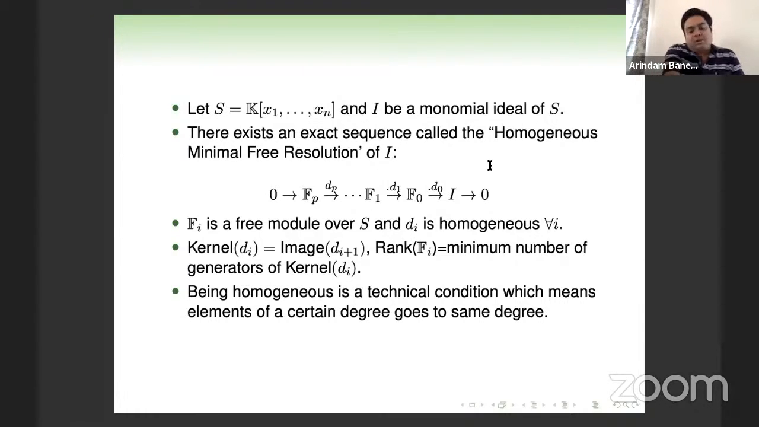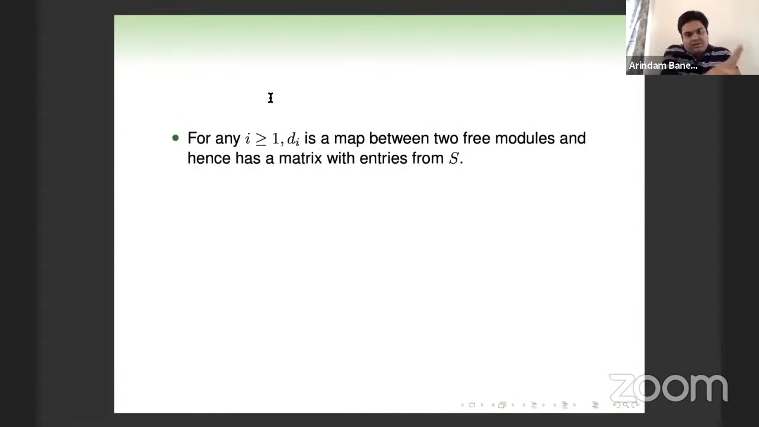But the most important fact is that each Di, i greater than or equal to 1, is a map between free modules, and hence has a matrix representation. And of course, which ring do the entries of the matrix come from? They come from S. Now, if these matrices have a very simple form, then one can assume that I has a nice property. So that's what I just observed, that each Di is a map between two free modules and hence has entries from S.